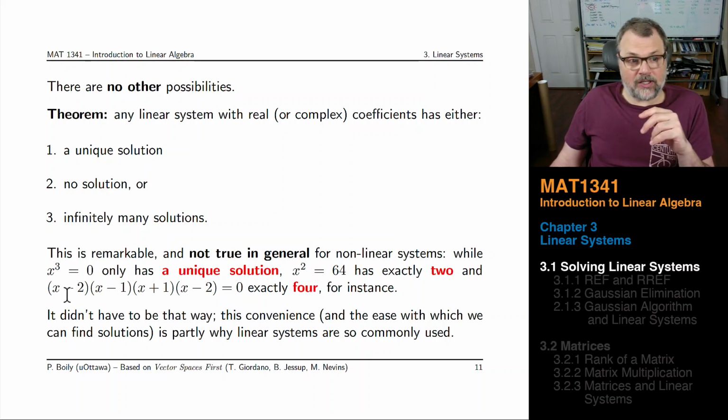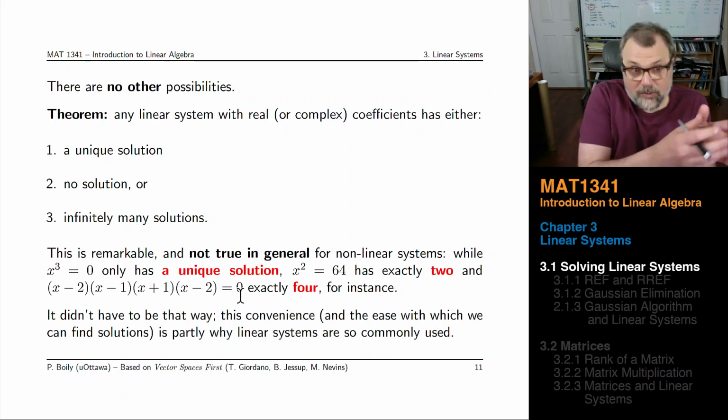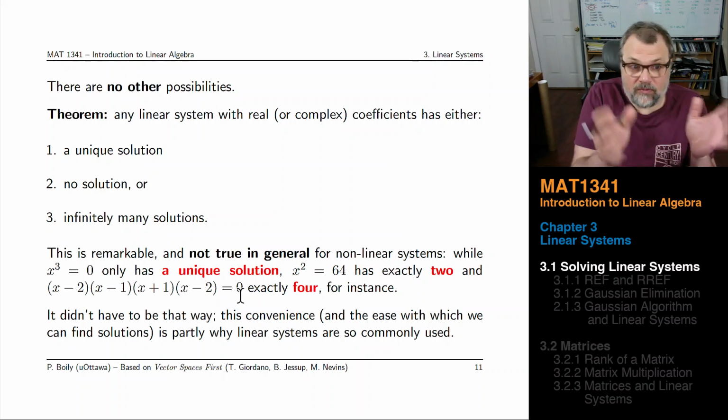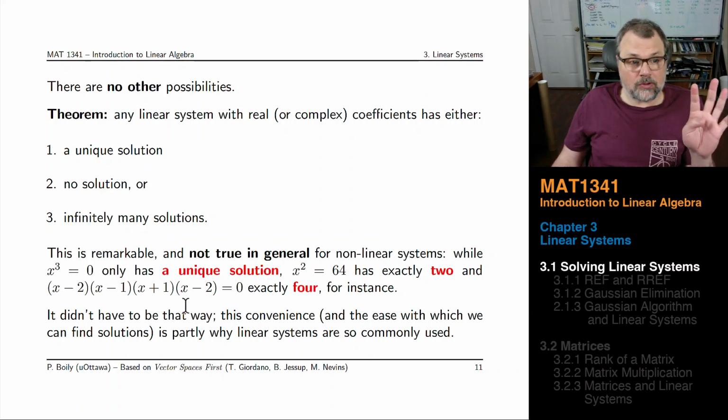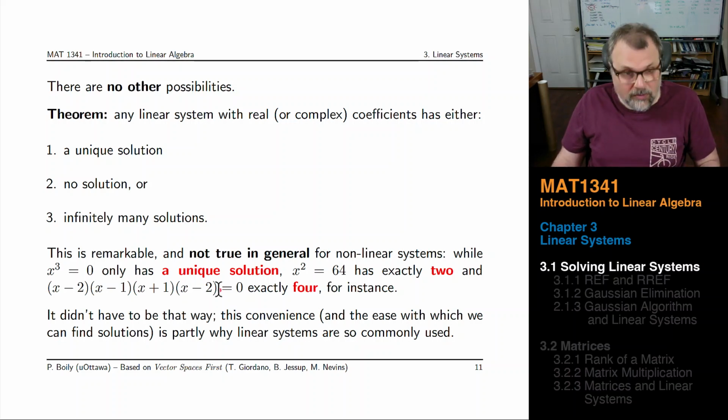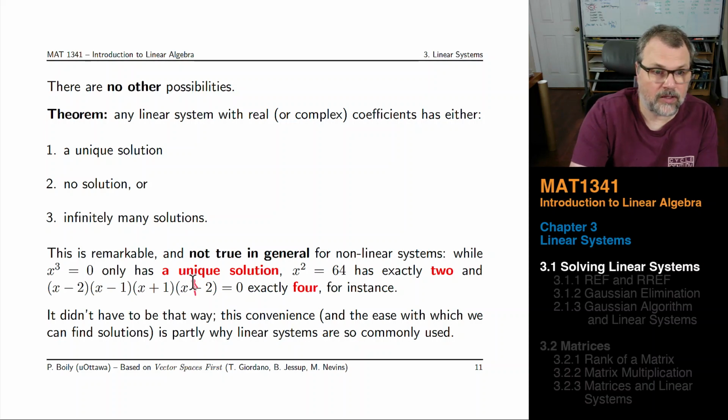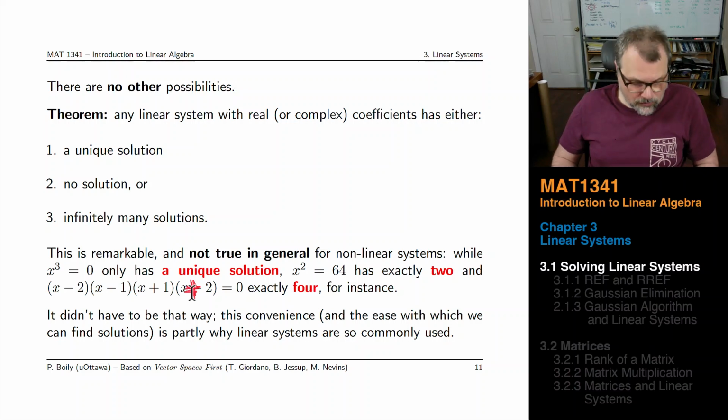And (x minus 2)(x minus 1)(x plus 1)(x minus 2) is equal to 0. You could expand that if you wanted. It doesn't really matter. We've given it to you as though it was factored. There's only 4 solutions: 2, 1, minus 1, and minus 2. Sorry, here it should be a plus, not a minus. My apologies. This system has exactly 4 solutions. But the point is that it doesn't have infinitely many. You can have more than one, but not infinitely many. For linear systems, that's not the case.